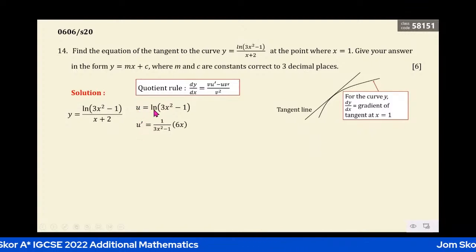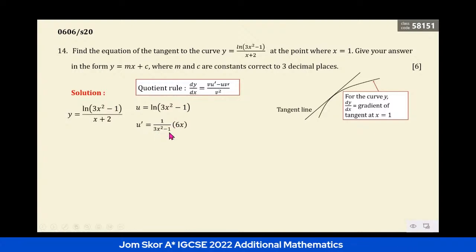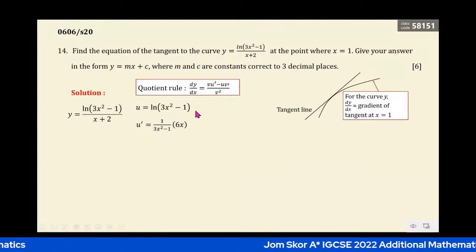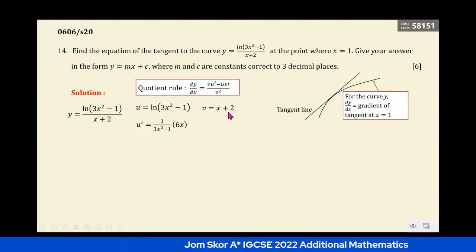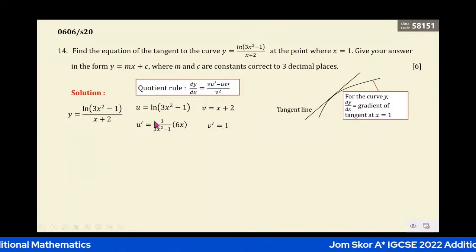When you differentiate ln, you will get 1 over f(x). Now f(x) is 3x square minus 1, so it becomes 1 over 3x square minus 1. Then you differentiate 3x square, you will get 6x. So this is your u prime. Your v is x plus 2, so when you differentiate v, you will get 1. You will use all these 4 pieces of information in the quotient rule.